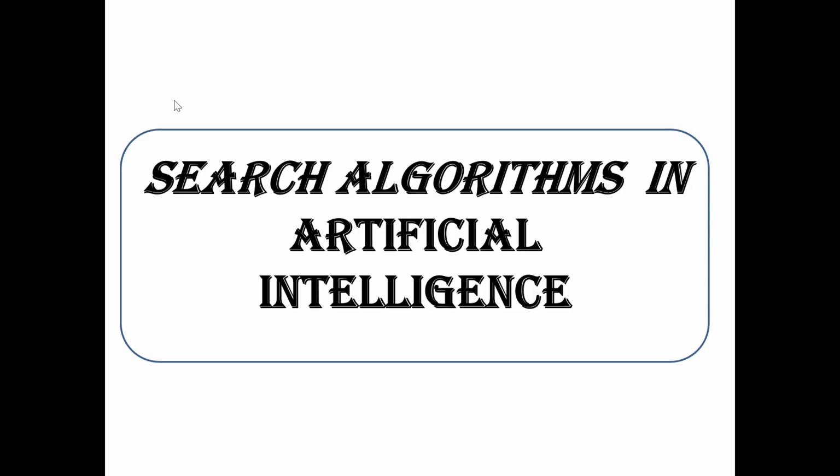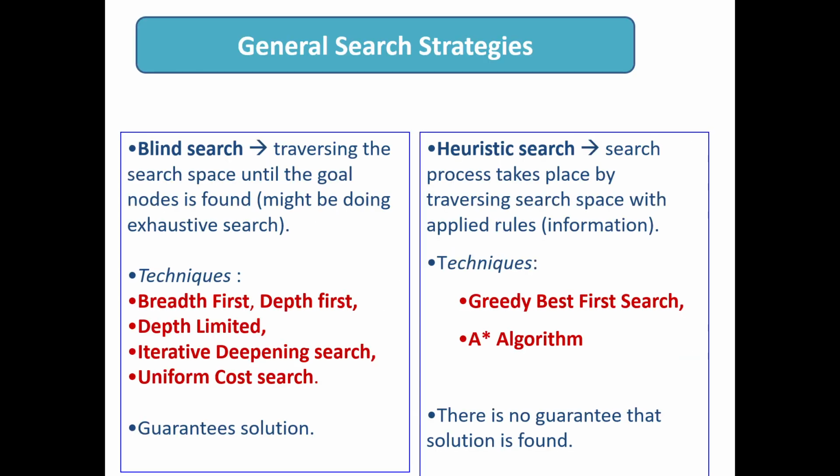In this video, we are going to see about search algorithms in artificial intelligence. There are two kinds of search algorithms. One is blind search, next one is heuristic search. What do you mean by blind search? The blind search is without any information; we are searching, trying to reach the goal. But heuristic search is with some prior information, we are trying to reach the goal.